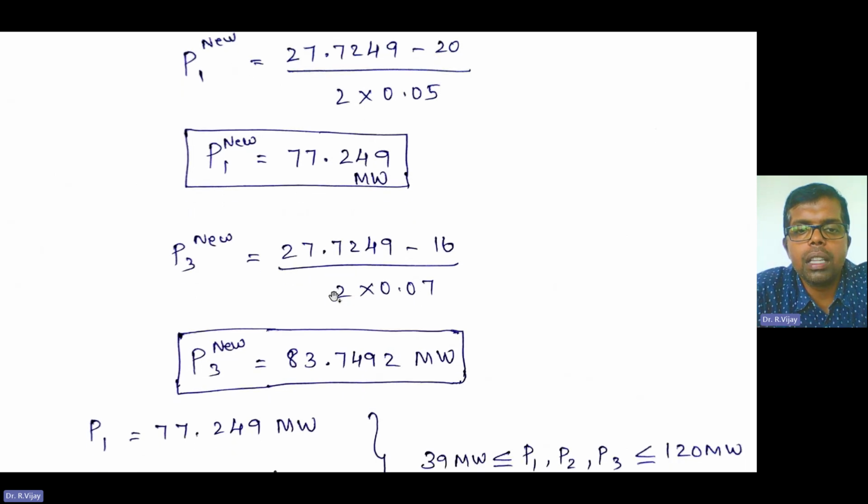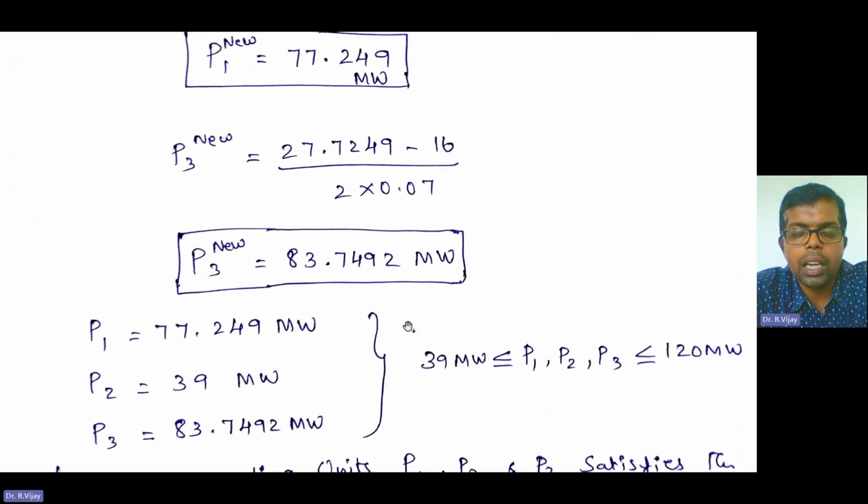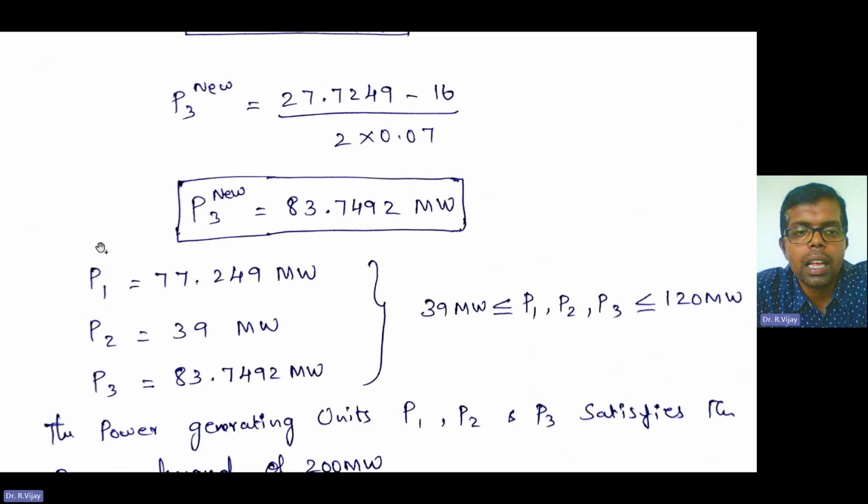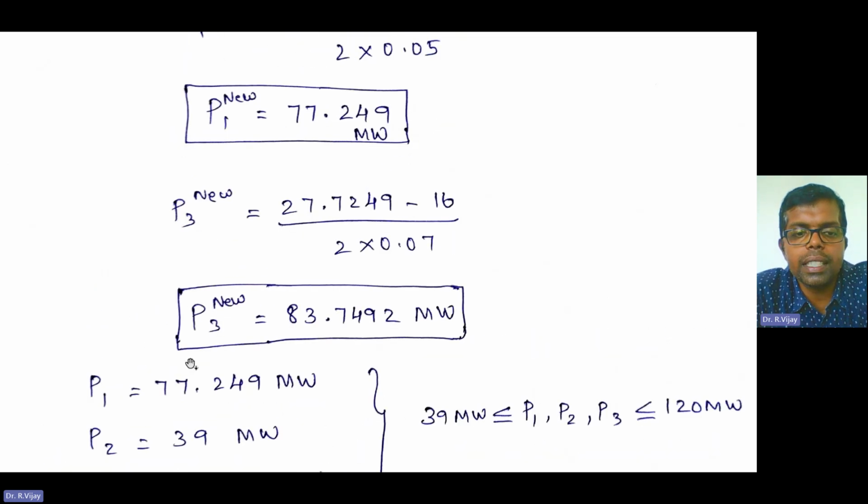Just substitute all the values for this and we are getting the answer as P3 nu is equal to 83.7492 megawatt. Now somebody, what they will do is they will just stop this problem up to this. Then they will move on to the next problem. So if you stop up to this, only out of 10 marks, only 7 marks will be given. So you need to conclude the problem correctly.